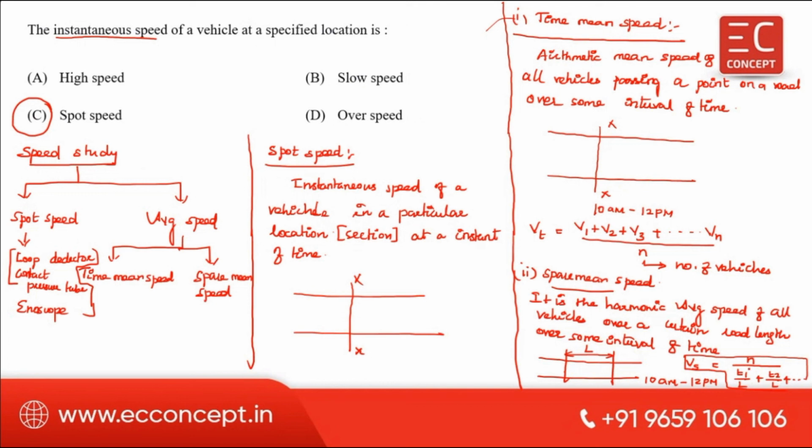And this formula is further modified as Vs is equal to n divided by, what is t1 by l1? Sorry, what is l1 by t? Taking l as common in the numerator, it is 1 by v1 plus 1 by v2 plus so on. So this is the answer. Keep these two formulas in mind for your upcoming examination. These are the important points.